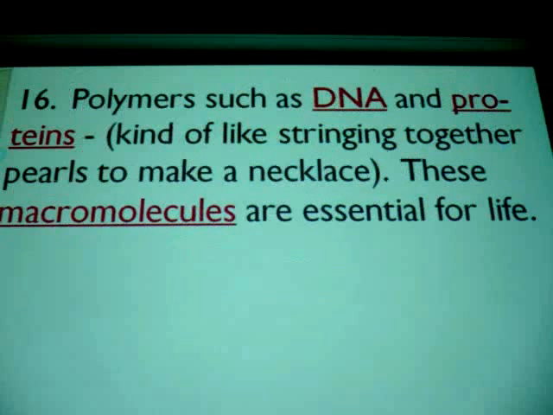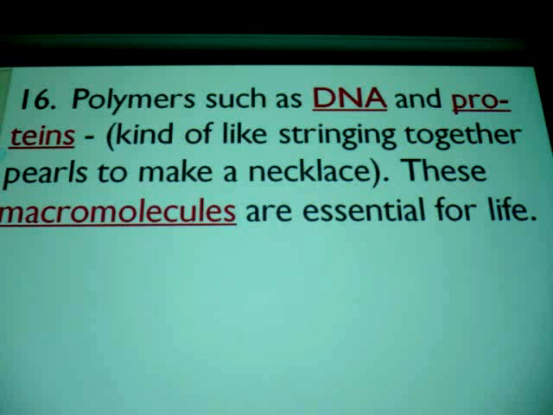Now, I didn't mention this, I didn't think about it, but DNA, that's a polymer. It's a chain of nucleotides put together. I told you about proteins. They're a bunch of amino acids put together.